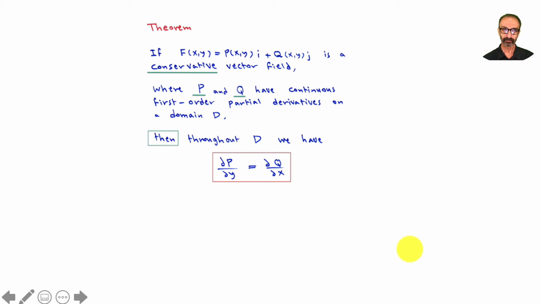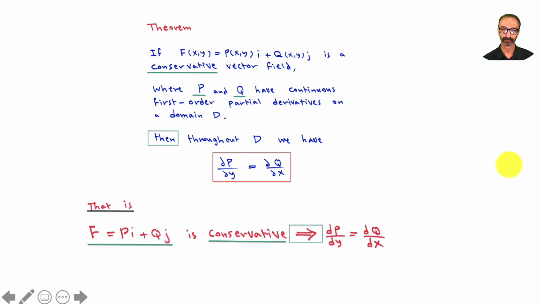Another theorem. If the vector field F, written as P of x,y i plus Q of x,y j, is a conservative vector field, where P and Q have continuous first-order partial derivatives on the domain D, then throughout D we have dP/dy equals dQ/dx. In short, that's what I have. I'm not writing the details right here, first order partial derivatives, so I just want to give you a quick look.